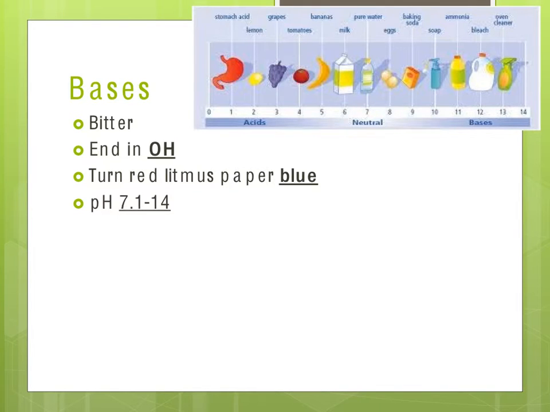The pH of a base is between 7.1 and 14. So the pH scale goes from 0 to 14. We'll talk about the pH scale a little bit more in a few minutes, but again, that's a measure of how basic or acidic something is.